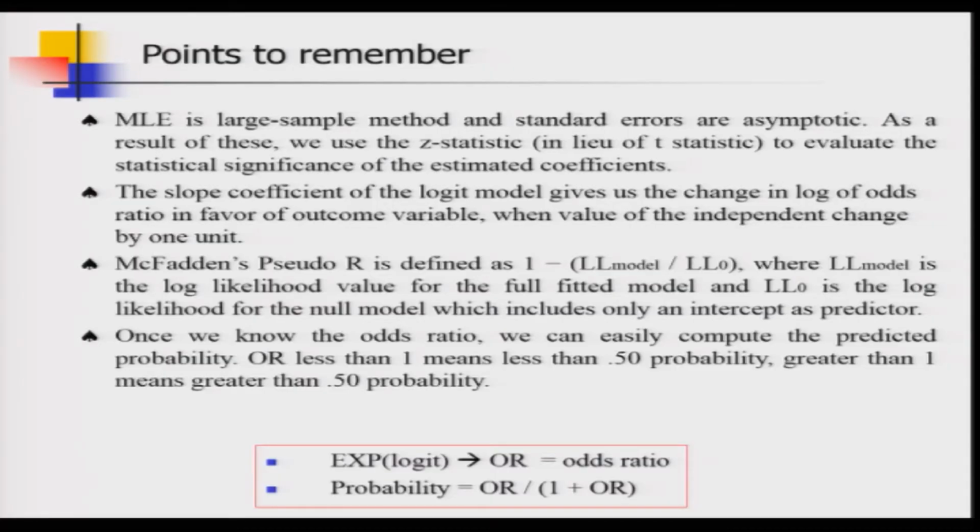So, the second point that we must remember is that the slope coefficient of the logit model gives us the change in log of odds ratio in favor of the outcome variable, and this is the case when the value of the independent variable changes just by 1 unit. So, the next point we are going to discuss is the goodness of fit case.